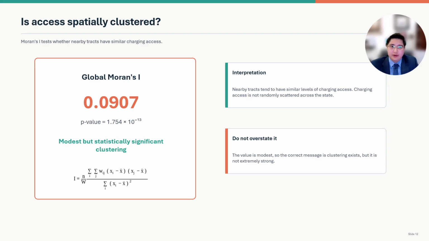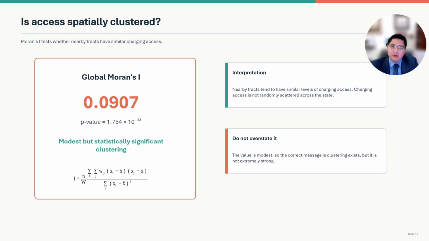To test whether charging access is spatially clustered, I use global Moran's I. Moran's I asks whether nearby tracts tend to have similar values. In this case, it tests whether nearby tracts tend to have similar levels of charging access. The Moran's I value is 0.09 and the p-value is extremely small. That means the clustering is statistically significant, but the value itself is modest.